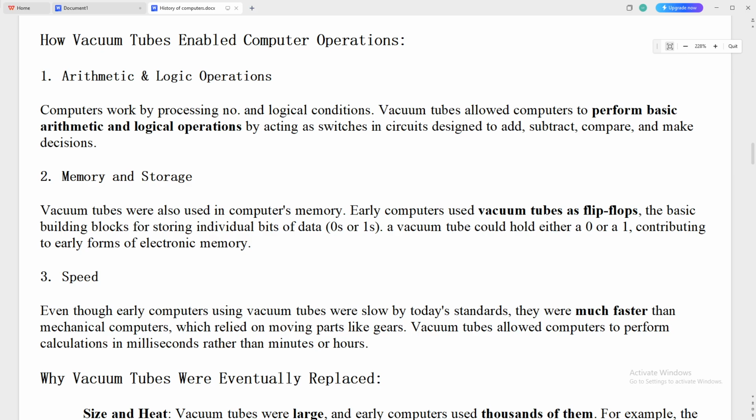Okay, now the second point is memory and storage. Vacuum tubes were also used in computer memory. This is a very important point to be noted, that vacuum tubes were not just used for computation, they were also used as computer memory. Earlier computers used vacuum tubes as flip-flops. So what is a flip-flop? A flip-flop is the basic building block for storing an individual bit of data, 0 or 1. A vacuum tube could hold either a 0 or a 1, contributing to an earlier form of electronic memory.